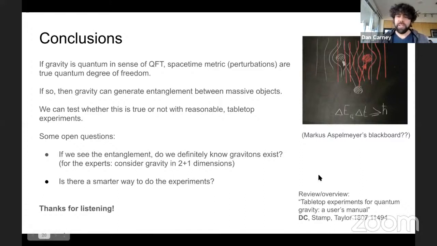So I put this reference here. We wrote a long review paper a couple years ago, which goes into a lot more detail about the models, the various types of gravity that you could test and so forth. I would recommend you check that out if you're really interested in this. In the meantime, thanks very much for having me, and thanks for listening to this talk.